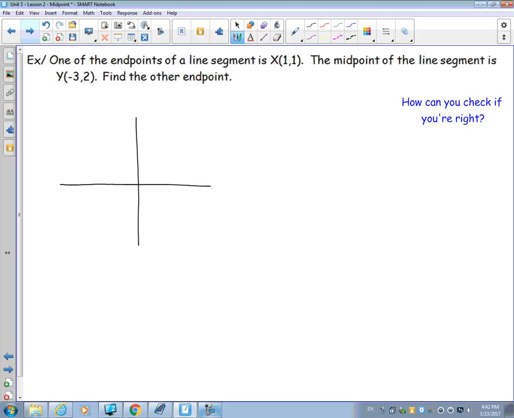If I put my endpoint 1, 1, there's x, so 1, 1, and I've got the midpoint at negative 3, 2, so left 3 up 2. Common sense tells me that the other endpoint has to be somewhere over here, right? If this is a line that joins them, well, the middle has got to be in the middle. So if we call this Z, how can I find Z? There's two ways we can go about this. We can do an algebraic method.